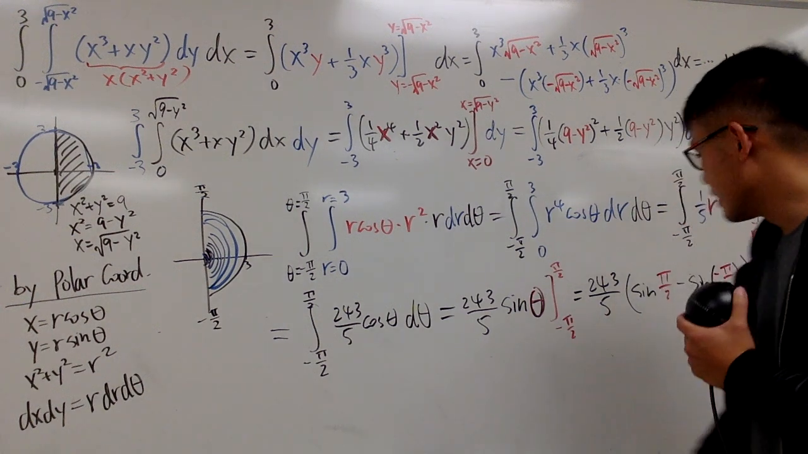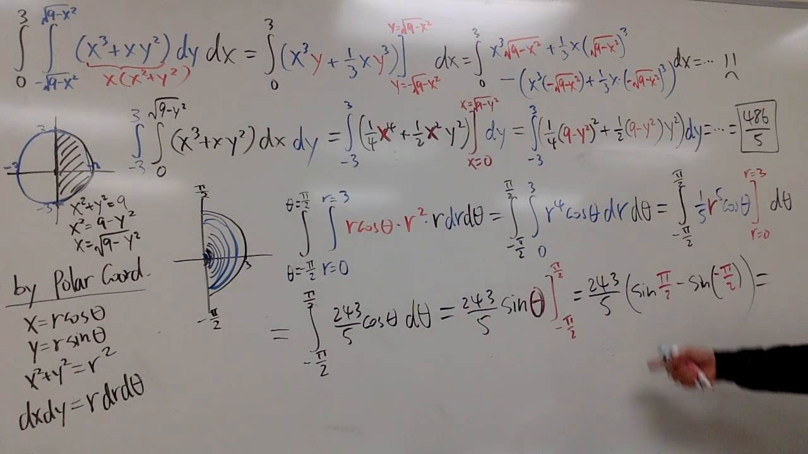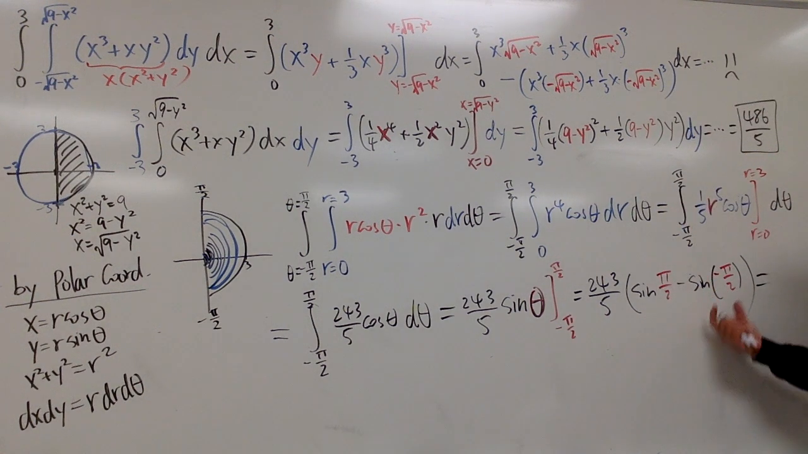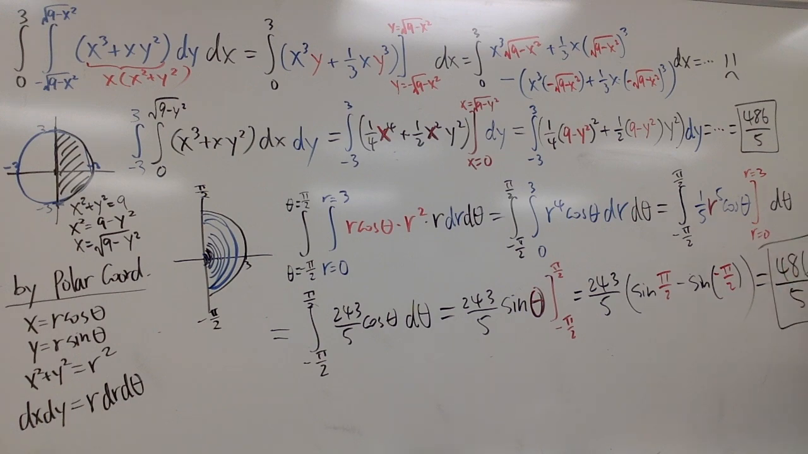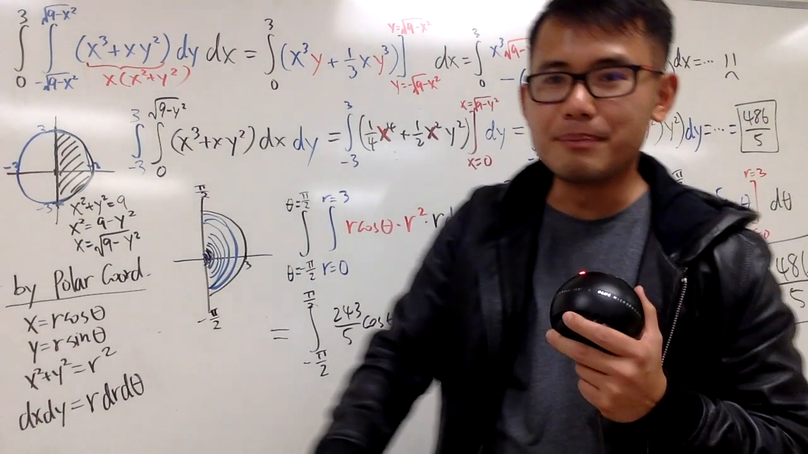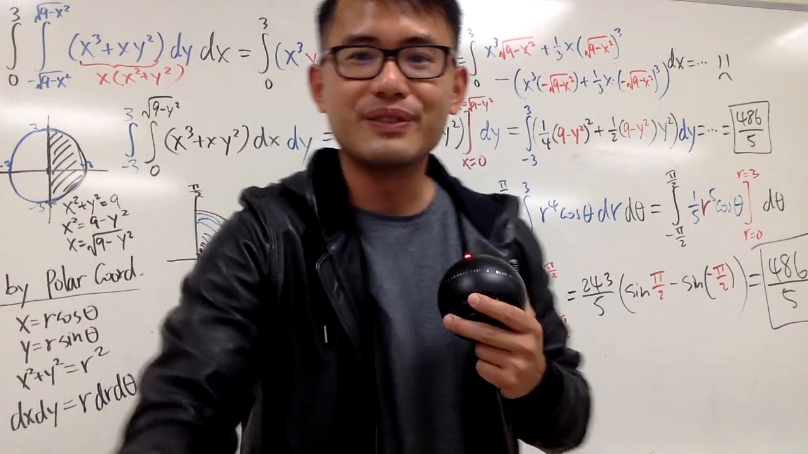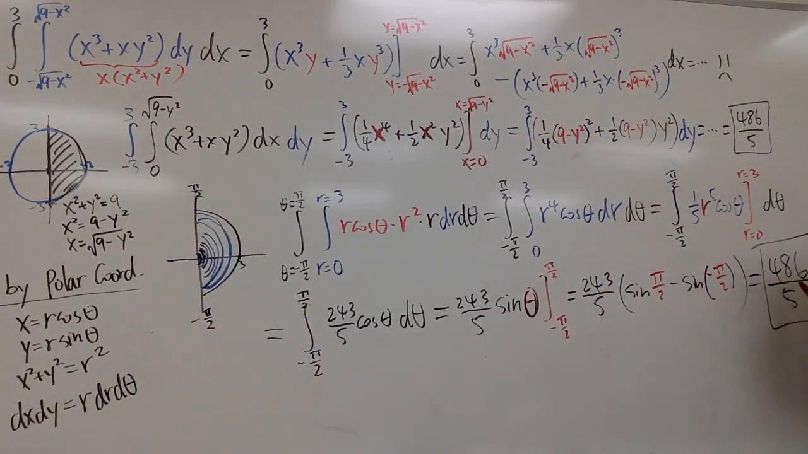As you can see, this right here is 1 minus negative 1, which is 2 times that. All in all, you get 486 over 5, which is really, really nice. That's the best answer that we will have for this situation.